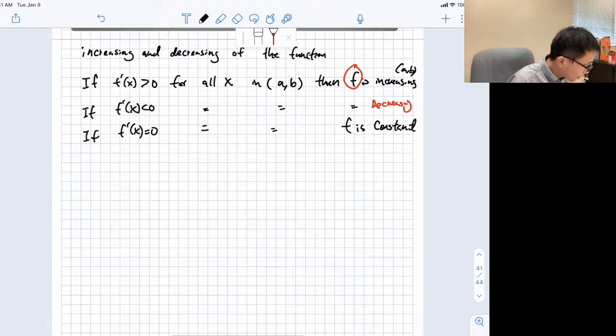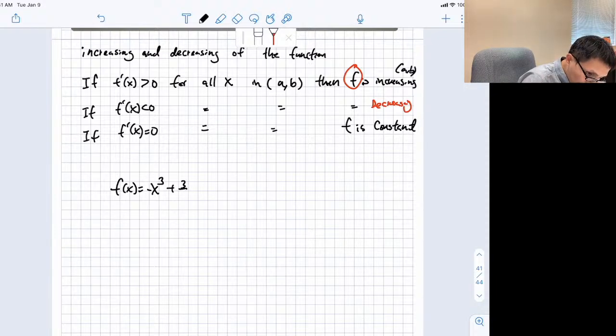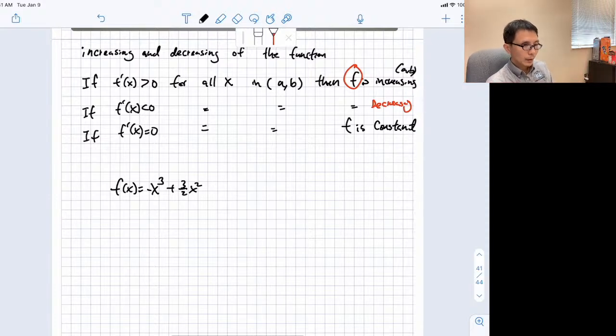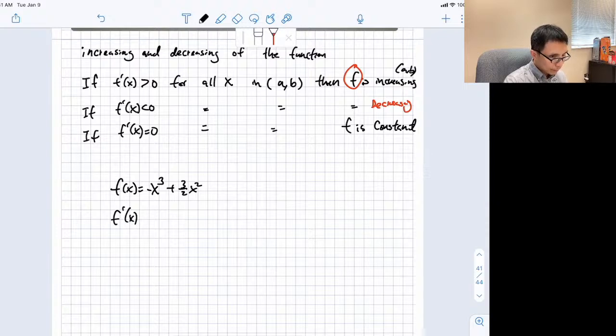Now I'm going to give you a question, and I'm going to show you that there is a question. We're going to say f of x equals negative x cubed, sorry, plus 3 over 2 x squared. So I have this function here. Can we find out when the function is increasing or decreasing? And just like Andrew says, I can take a derivative. So that's going to be negative 3x squared plus 3x.